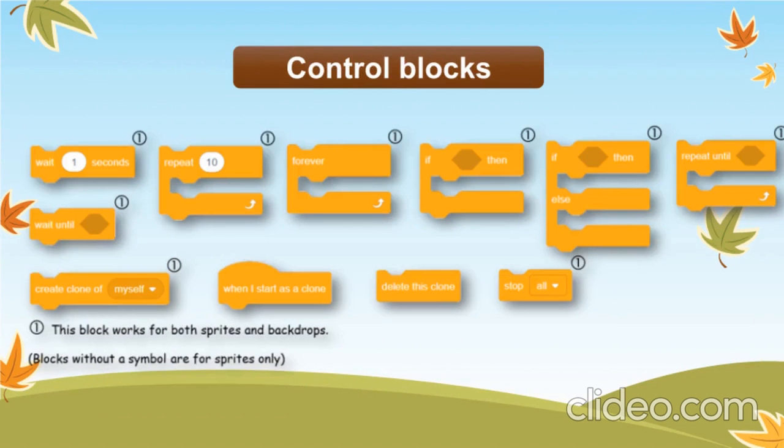Control blocks are used to control the execution of your scripts. Whether you want to pause your script, repeat it for a set number of times, loop it forever, or only run it under certain conditions, the control block category is where you need to go. Control blocks are gold in color.